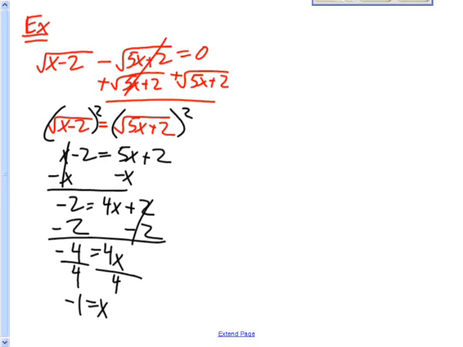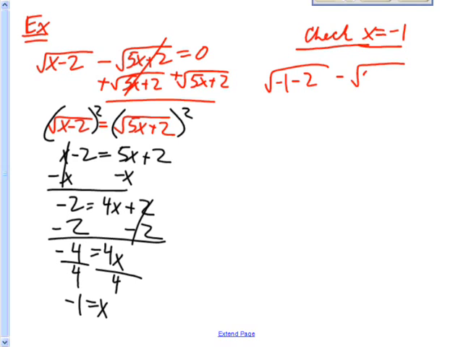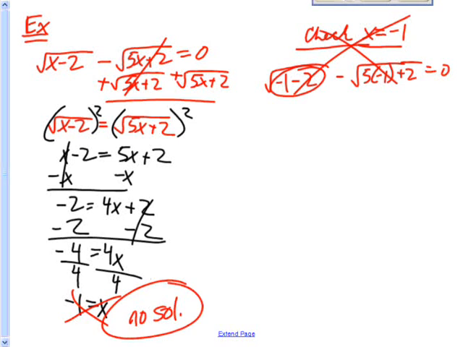Okay, plug that into the original. -1 minus 2, -1 in for x. And right here, you see how you have square root of -3? Oh, can't do it. Square root of a negative 3, can't do that, not in the real numbers, right? So this is an extraneous solution. This actually ends up being no solution. No solution on that one, okay?